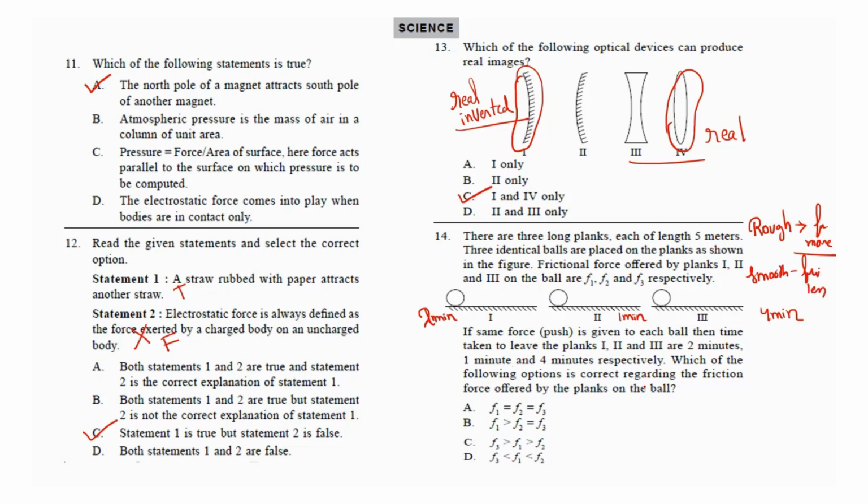So here, as we can see, the third figure is taking 4 minutes. So first will be F3, then F1 that is taking 2 minutes, and then figure 2 that is taking 1 minute. Why? Because F3 is the rough surface, then F1 and then F2. So our correct answer is option number C, right? Okay.